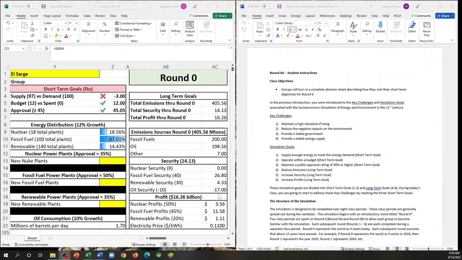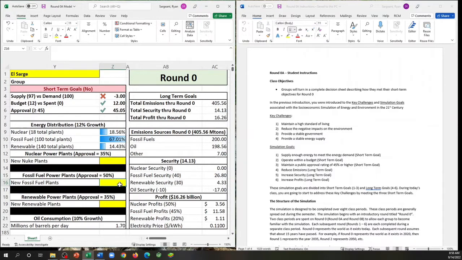The security is the sum of the individual security of these four different types of energy. Nuclear starts at 0. Fossil fuel is this 40 times the percentage of your power that actually comes from fossil fuel, to give me a score of 26.8. Renewable security is the 30 security score times the percentage, and then oil is the million barrels per day that you're consuming times the security score, and I add these together. So if you want to improve your security score, you want to build power plants that have a security score higher than 14.13.